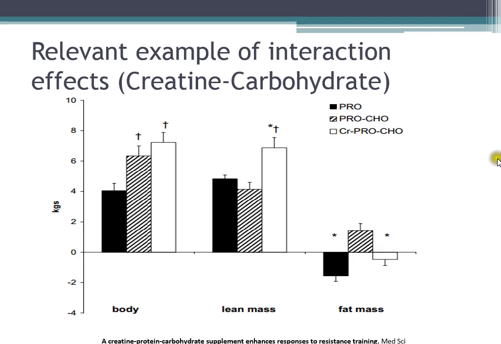But then the interesting thing happens. When you add creatine to the protein-carbohydrate mix, they didn't get fat. They might even lose some fat. So that tells me that it looks like there's an interaction between creatine and carbohydrate, that creatine protects you from carbohydrates.